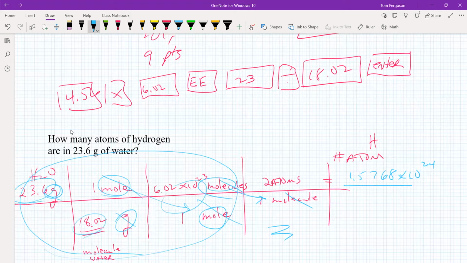And at the end, you can also say, by the way, the alternate way to write this would be 2 moles atoms per 1 mole of molecule. Write it that way too. I think that's more confusing than just 2 atoms per 1 molecule, but that would work too, because the moles would cancel and the molecules would cancel.